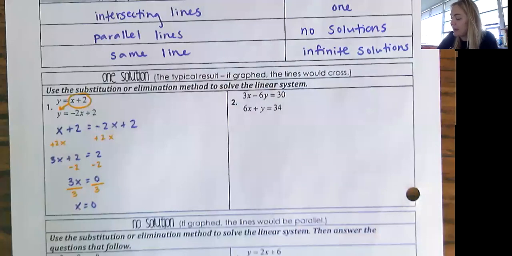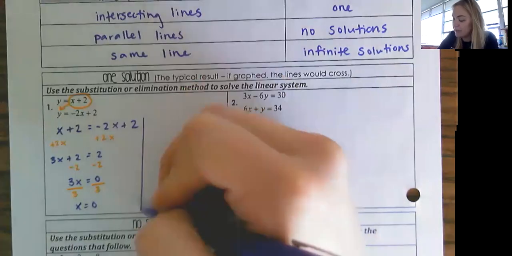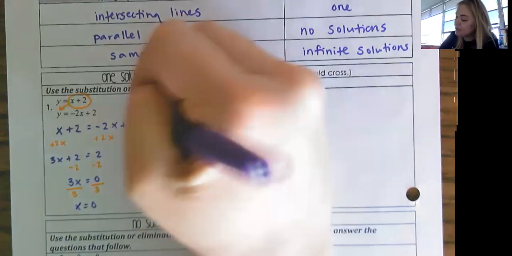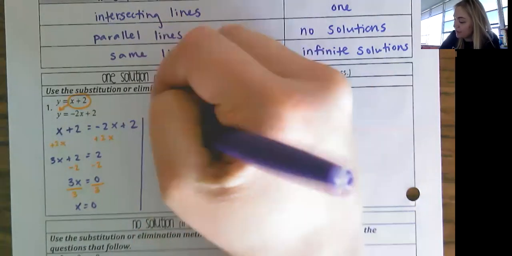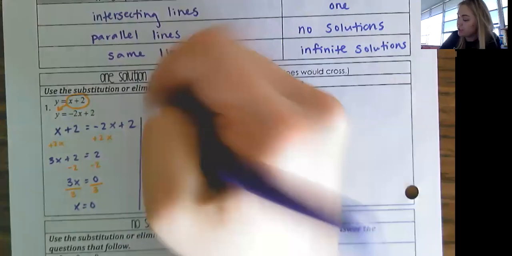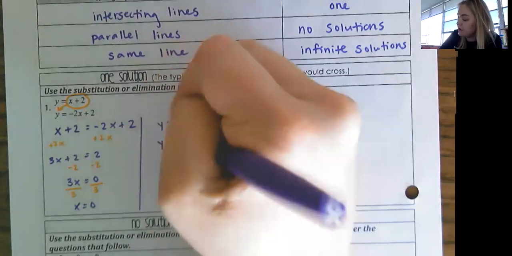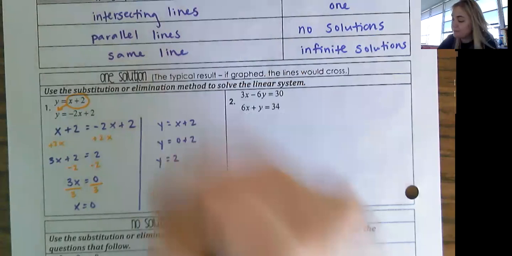Then I'm going to go back to my equation, y equals x plus 2. But instead of x plus 2, I can say y equals 0 plus 2, which is just 2. So I would have 0, 2 for my final solution.